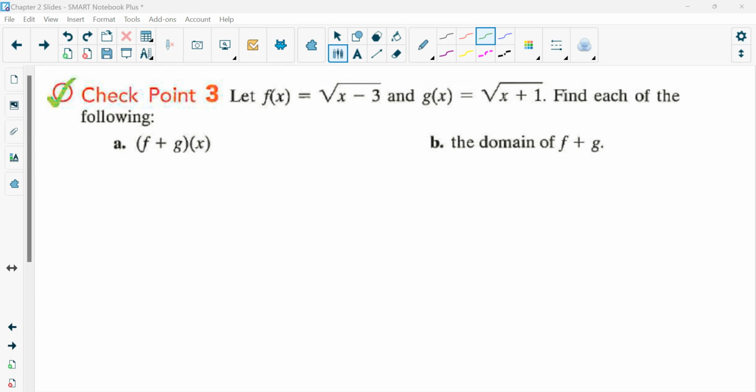All right, next one. We have two radical equations, so it's kind of like the example we went over from the homework. We're going to be adding f of x plus g of x. That's what A says. And then we're finding the domain of f plus g. So remember, f of x plus g of x means you're taking the f of x function, adding to it the g of x function. So f of x is the square root of x minus 3. Adding to that the square root of x plus 1.